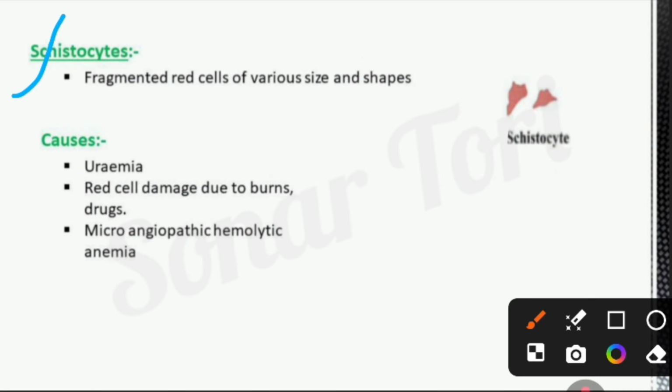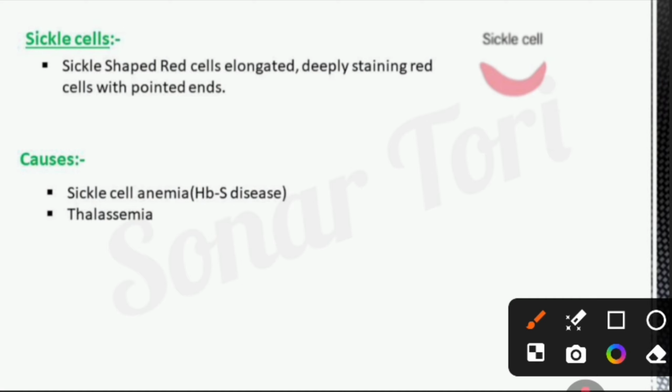Another type of poikilocytosis is histocytes, where fragmented red blood cells are present in various sizes and shapes. The causes are uremia, red cell damage due to burns or drugs, macroangiopathy, and hemolytic anemia. In all of these disorders, where our red blood cells become fragmented, we find fragmented red blood cells in the blood film.